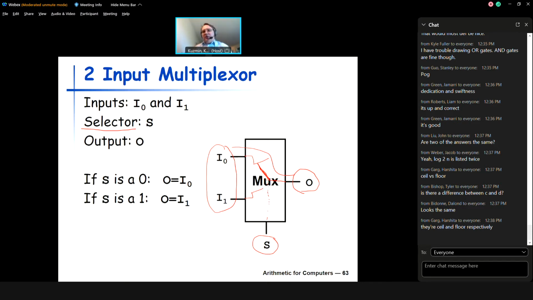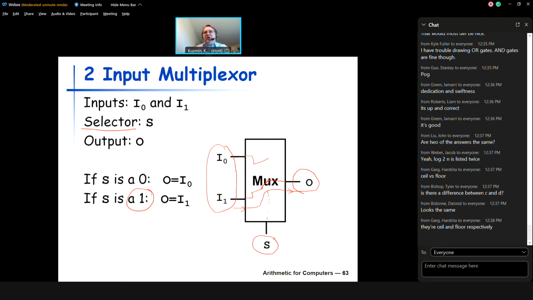And of course, the opposite. Let me erase this. So if S is 1, then this switch is connected like that. Okay, and then it just routes I1 to the output. So it's like that. All right, so it's basically an electronically controlled switch.